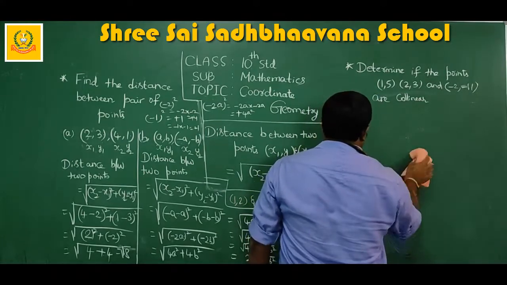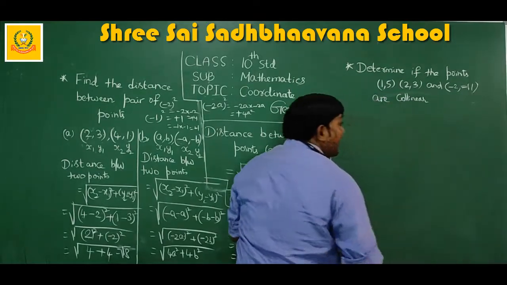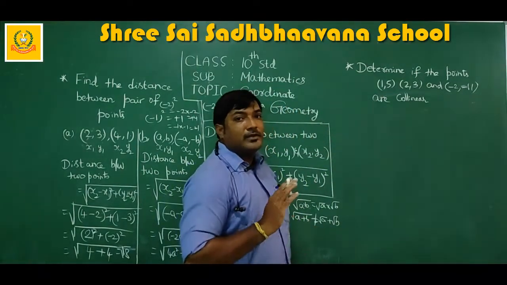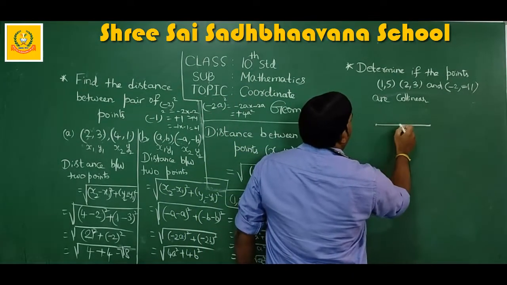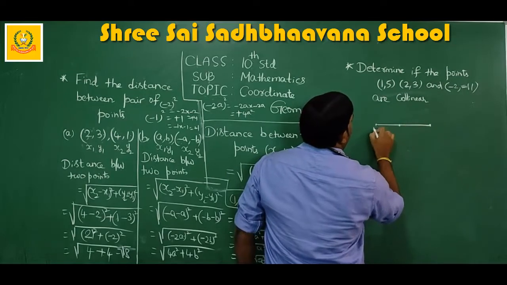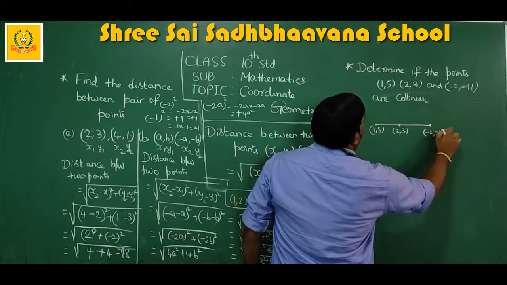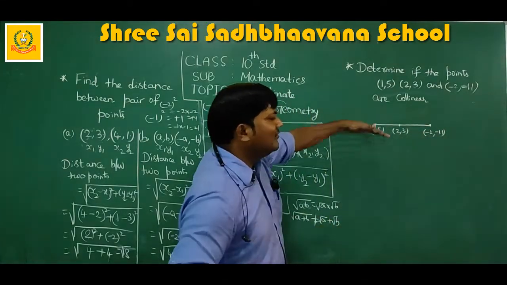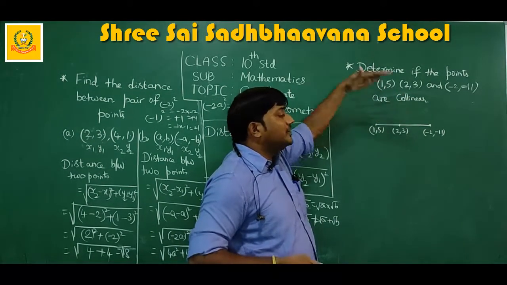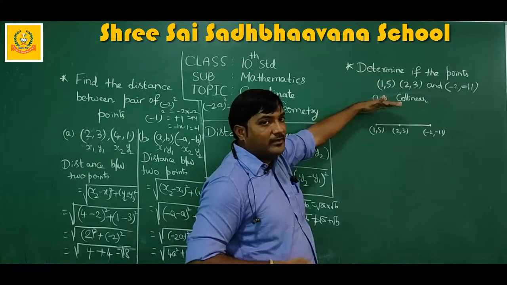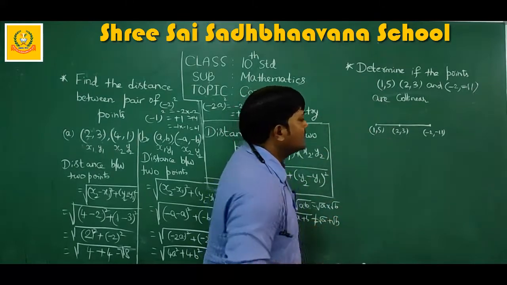What do you mean by collinear? See, collinear is nothing but points lie on a same line. For example, here 3 points are there, right? Imagine that 3 points are lying like this. Okay. 1 comma 5, 2 comma 3, minus 2 comma minus 11. So these are the 3 different points. I am just taking this as an example. Don't compare this with the graph sheet, obviously it is different. You will not get the same places for them. Understood? I am just making you understand by writing like this.